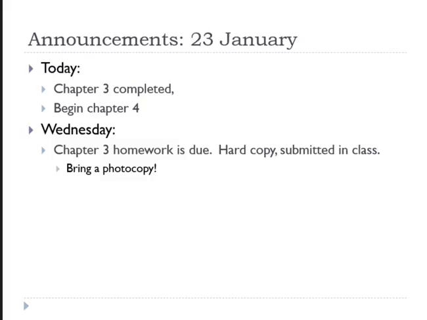Your chapter 3 homework, as I mentioned at the end of that class last Wednesday, we didn't quite get far enough for you to finish chapter 3 homework. So it's going to be due Wednesday. And I would like you to submit that in hard copy in class, so please bring a photocopy of the thing, as I mentioned before.